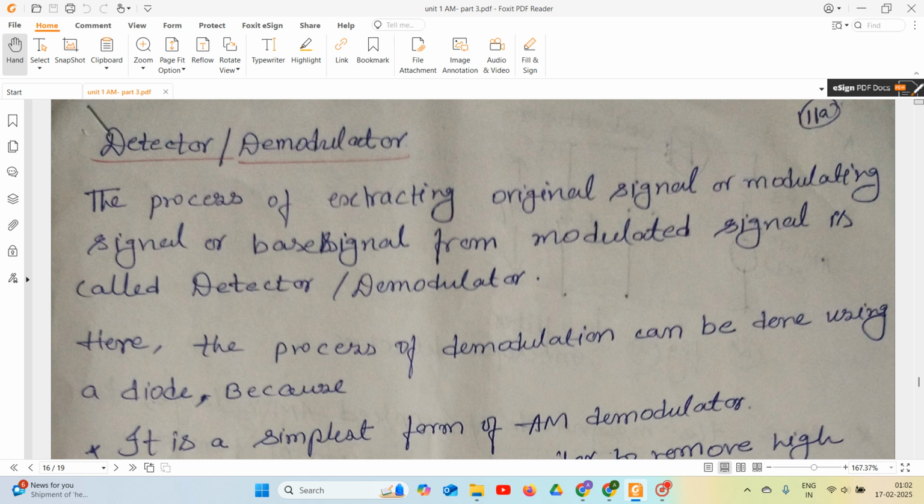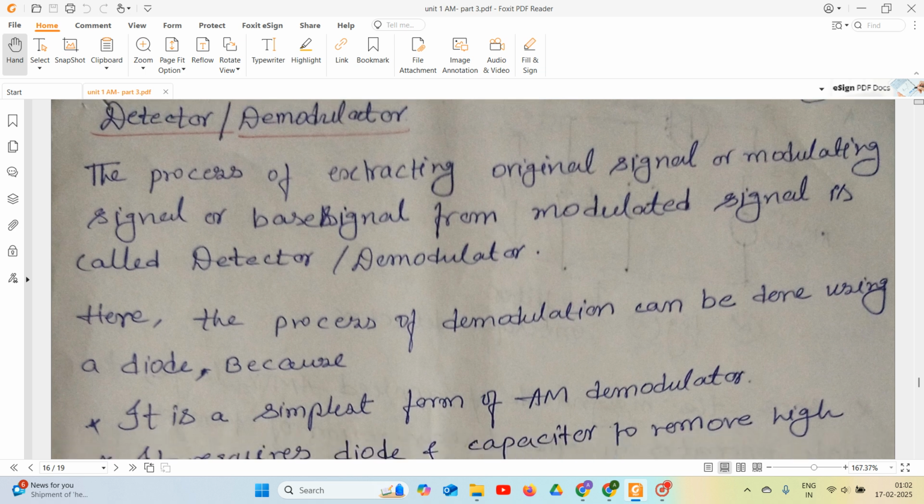I don't want noise and carrier signal with that. I need only the original signal, that is our baseband signal, or we can also call that one the message signal. The process of extracting the original signal from the modulated signal is called detector or demodulator.